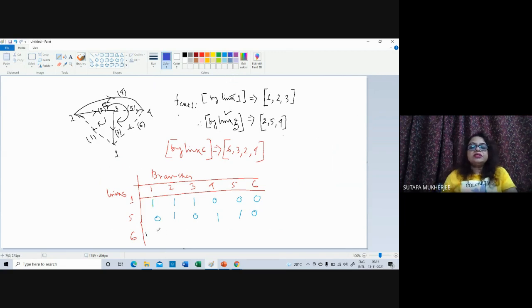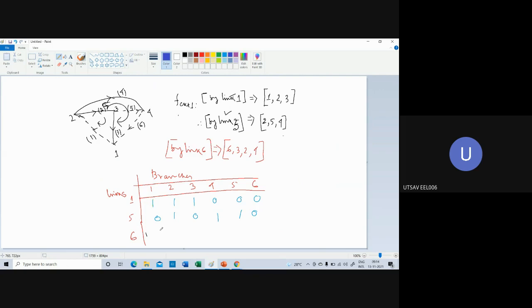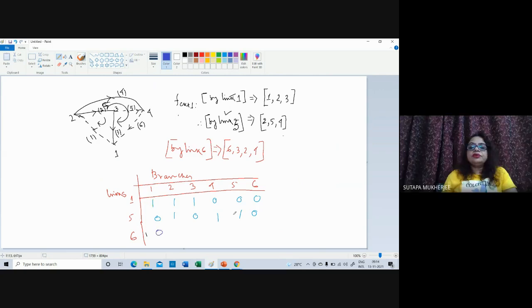Okay. Now come to 6. For link 6, 4 negative, ma'am. For 5, it will be negative. Okay. For 6, 0. This is 1, 2, 3 is 1, 2, 3, 4, 1. This is 0. And this is 1. So what will be the direction?